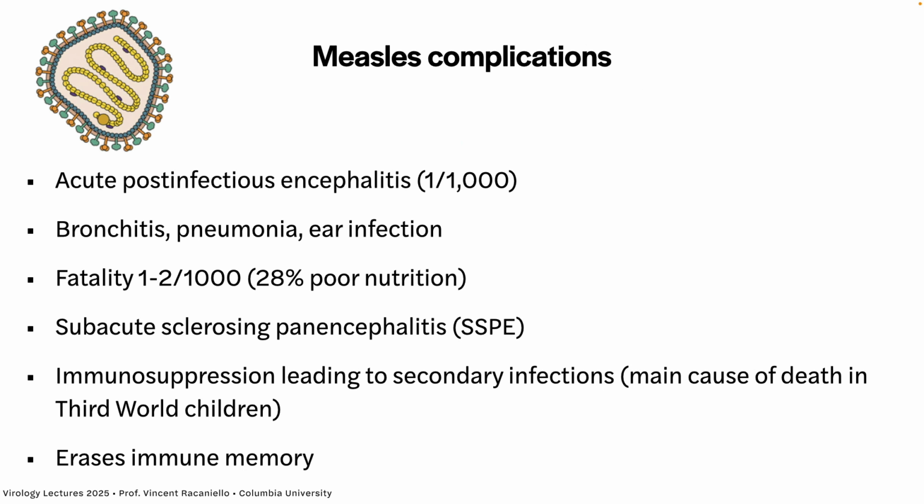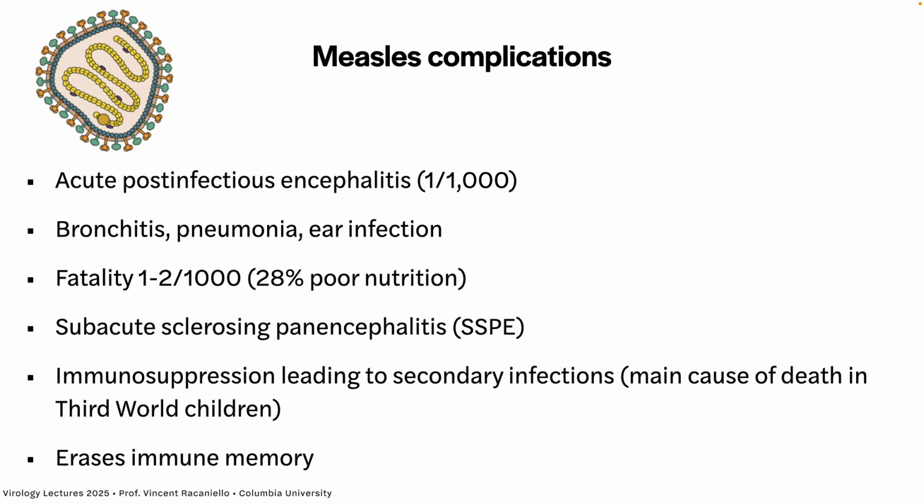You have lots of complications with measles. Encephalitis, 1 in 1,000 kids, bronchitis, pneumonia, ear infection. Many kids end up deaf after measles virus infection. Fatality. In the US, 1 or 2 kids per 1,000 die of measles. This number is 30% in countries with poor nutrition. Subacute sclerosing panencephalitis is a long-term effect, which we will talk about, bless you, next time.